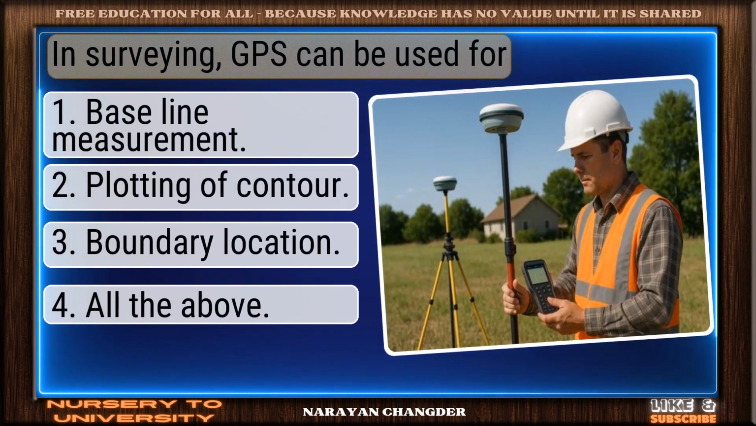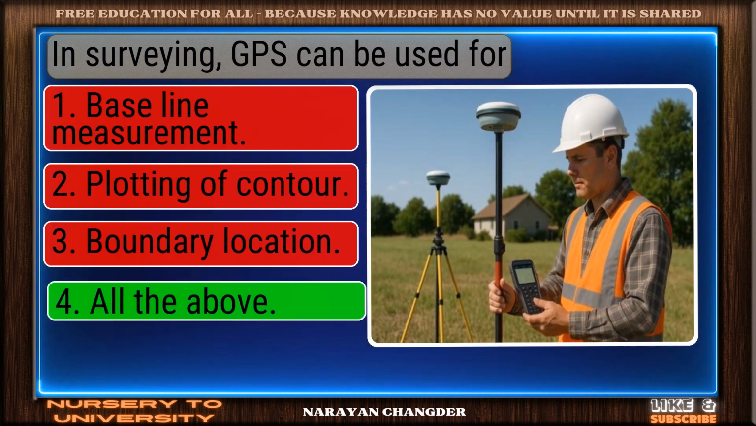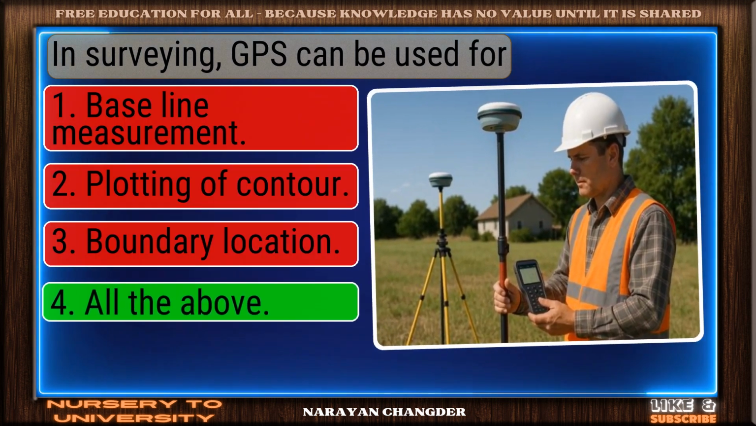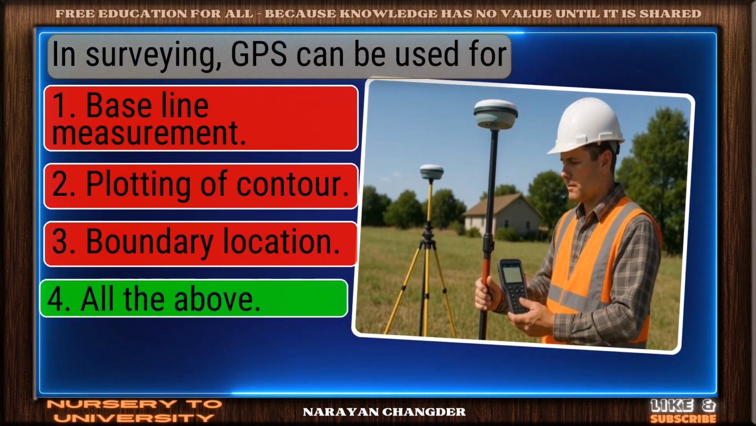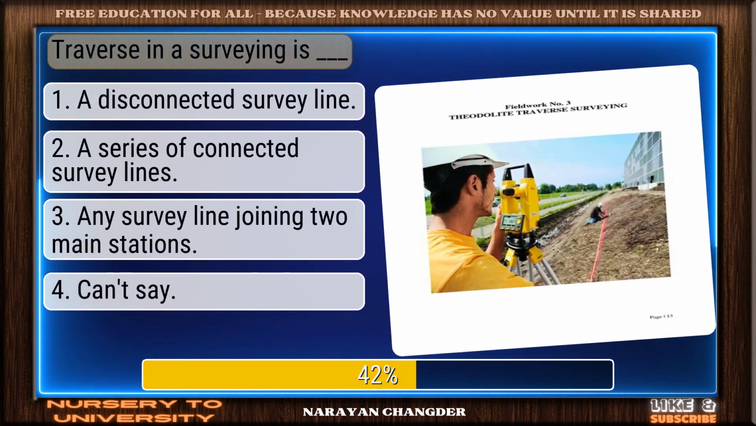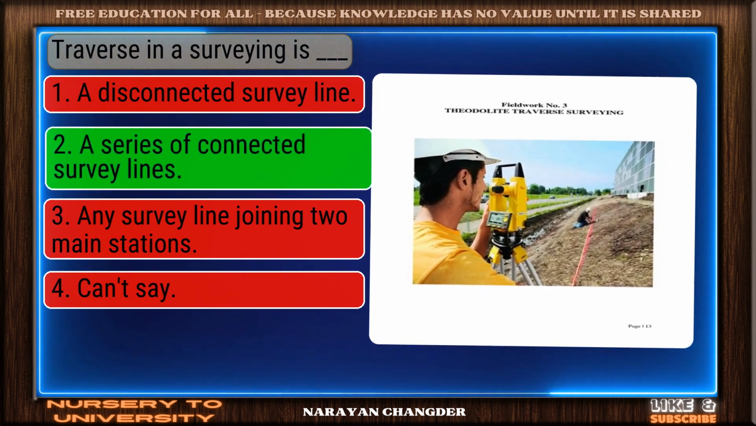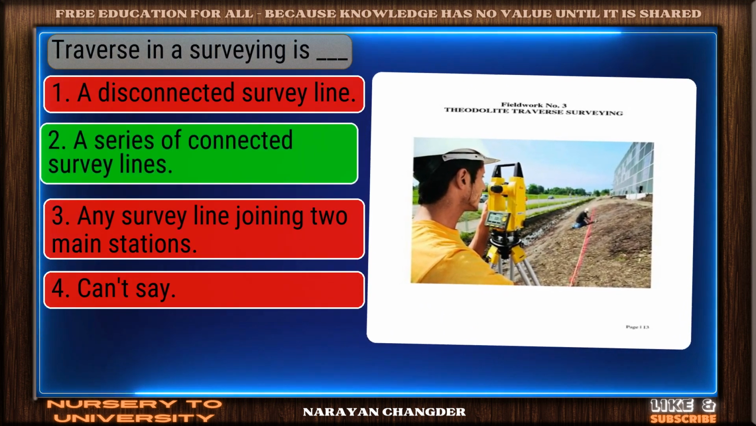In surveying, GPS can be used for. Great thinking. All the above is the right choice. Traverse in surveying is dash. Sharp thinking. A series of connected survey lines is the right choice.